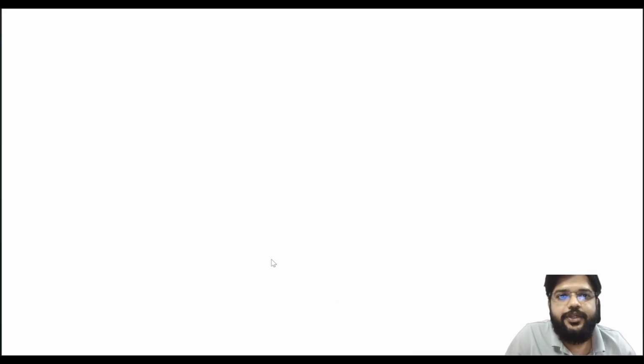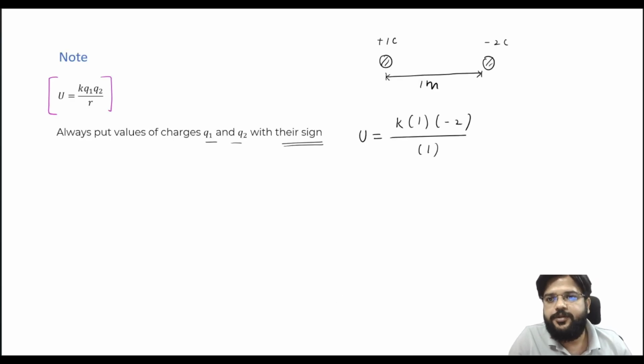Now let's see one question, everyone, on the basis of this concept. When we have two charges present at r distance, then the potential energy between these two charges can be written as k q1 q2 by r. So we are doing one question on the basis of this concept. Let's see it, everyone.